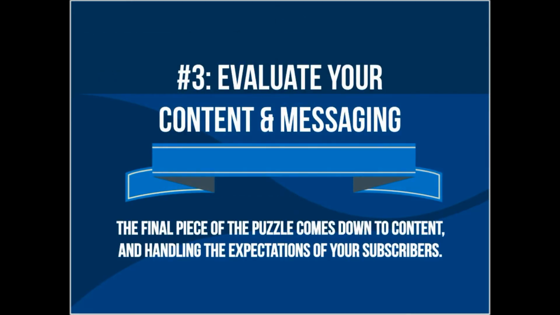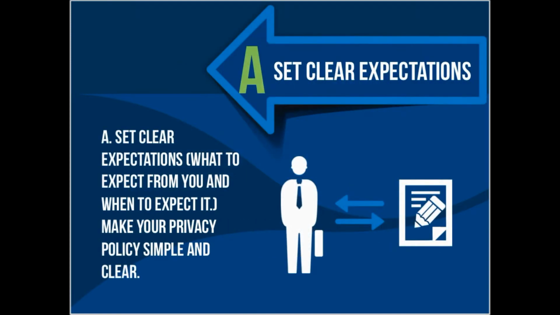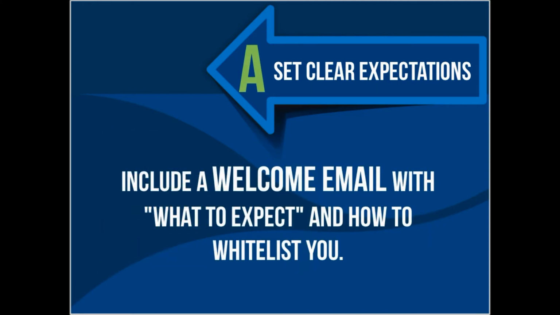Finally, you need to evaluate your content and messaging. The final piece of the puzzle comes down to content and handling the expectations of your subscribers. So first, set clear expectations. This includes letting them know what to expect from you and when to expect it. It also includes making your privacy policy simple and clear, and of course abiding by it. One of the easiest things that you can do is include a welcome email with what to expect and how to whitelist you to ensure they don't miss anything that they're expecting. Also, be sure to let them know how to update their preferences at any time. In fact, this is a good idea to include in the footer of all of your email messages.